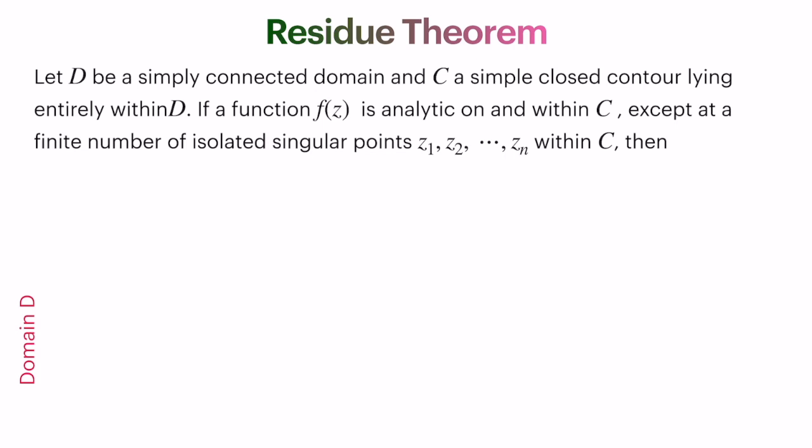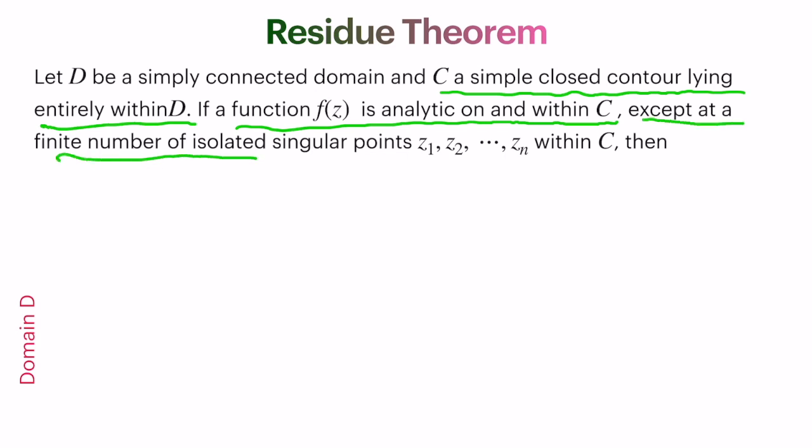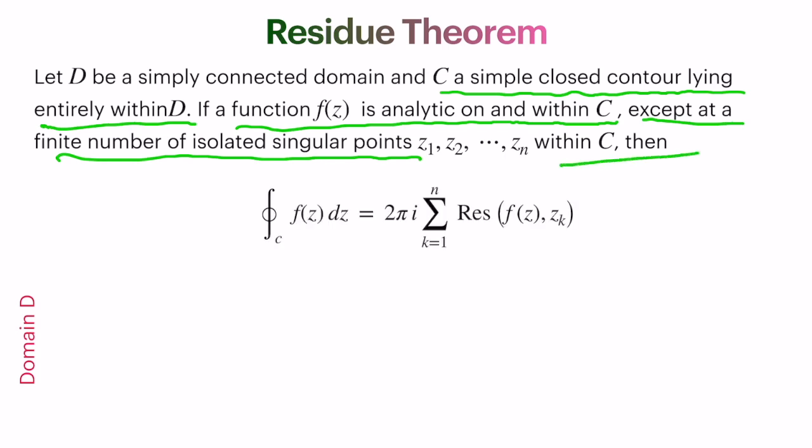Let D be a simply connected domain in C, and C a simple closed contour lying entirely within D. If a function f of z is analytic on the contour C and within, okay, it has to be analytic on and inside, except at a finite number of isolated singularities z1, z2 and so on till zn, then we have the integral over contour C of f of z dz equal to 2 pi i times the sum k going from 1 to n of the residue of f of z at zk.